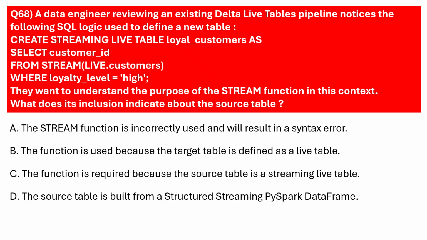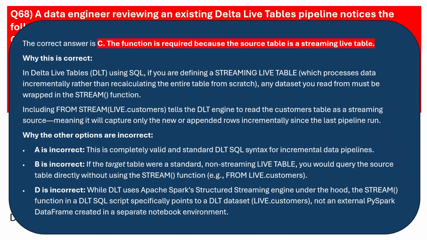A. The STREAM function is incorrectly used and will result in a syntax error. B. The function is used because the target table is defined as a live table. C. The function is required because the source table is a streaming live table. D. The source table is built from a structured streaming PySpark DataFrame. The correct answer is C. The function is required because the source table is a streaming live table.